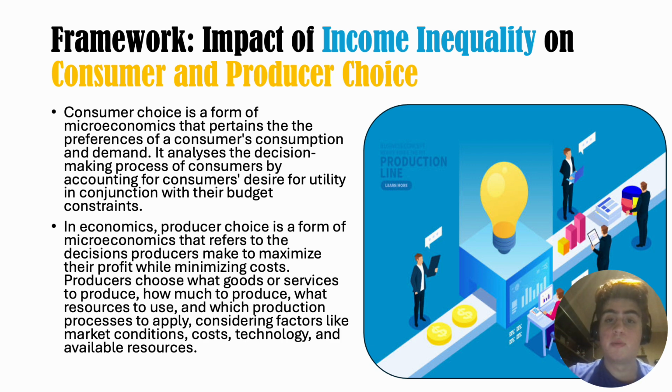In economics, producers' choice is a form of microeconomics that refers to the decisions producers make to maximize their profit while minimizing costs. Producers choose what goods or service to produce, how much to produce, what resources to use, and which production process to apply, considering factors like market conditions, economy, costs, and available resources.